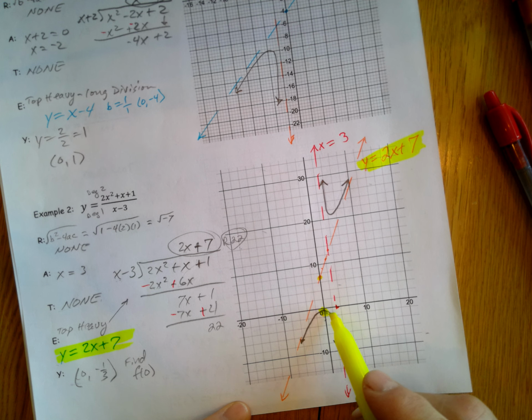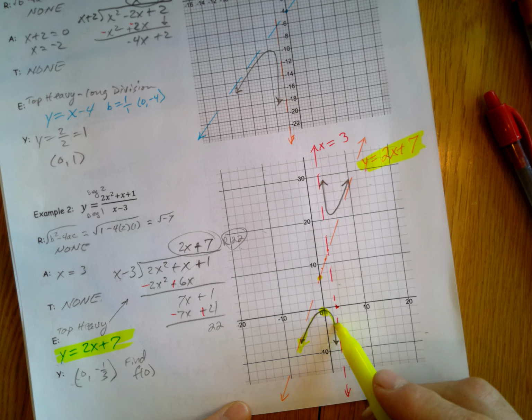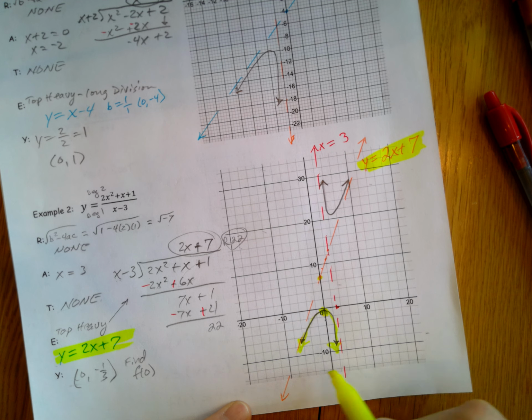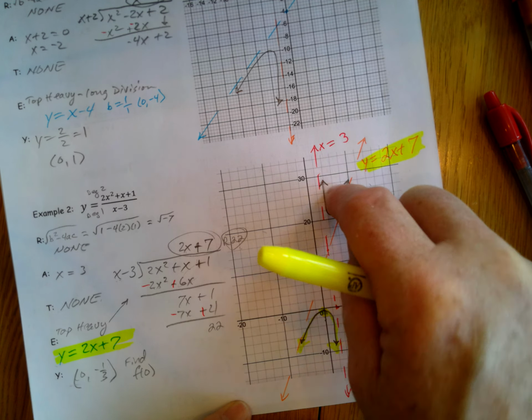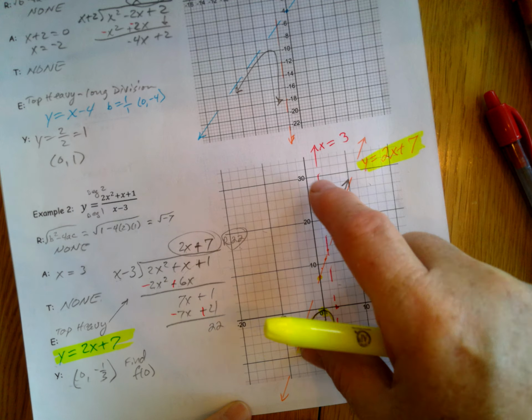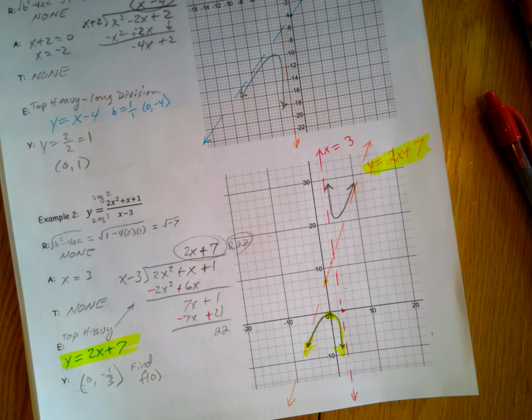So that tells me that my graph is going to run this way, and it's going to run this way, because it's going to chase these two asymptotes. And if my graph is here, then it has to be there. It will not be here. They're always going to mirror, especially with slant asymptotes. Okay, so that was 3.